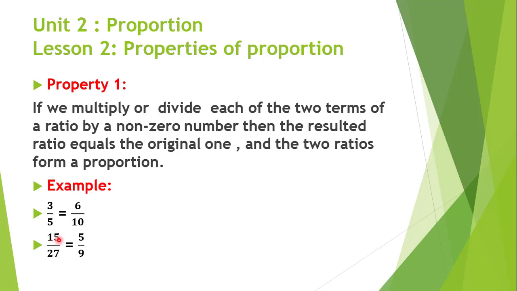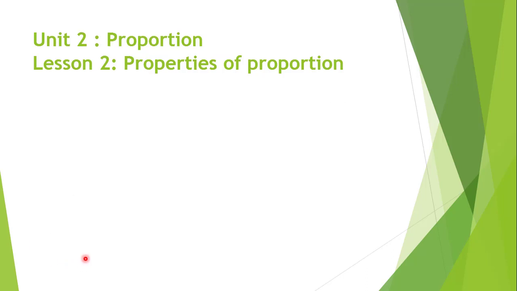Also, if we have a ratio of 15/27 and another ratio of 5/9, if we divide both 15 and 27 by 3, the result will be 5/9. So we have two equal ratios. It means the four numbers are proportional numbers. 15 divided by 3 equals 5, and 27 divided by 3 equals 9.